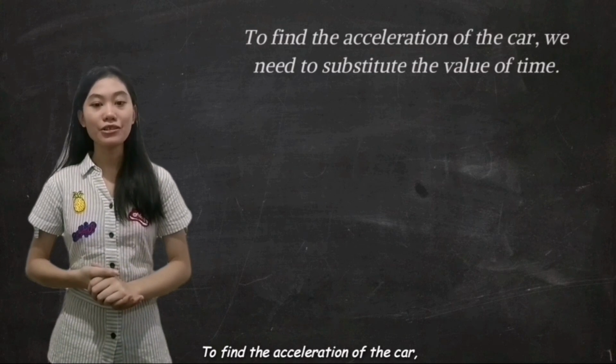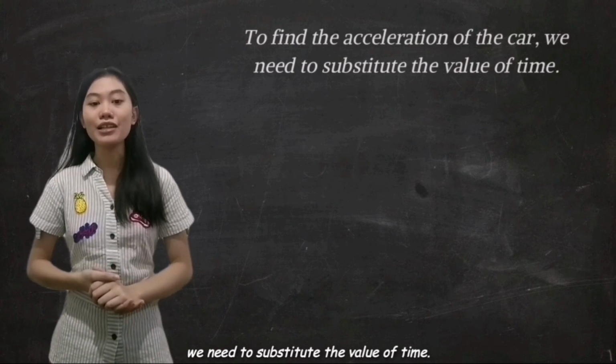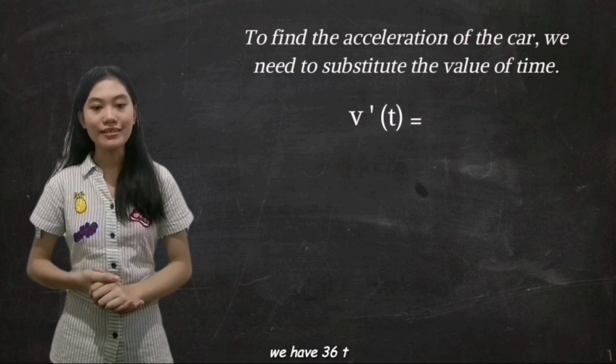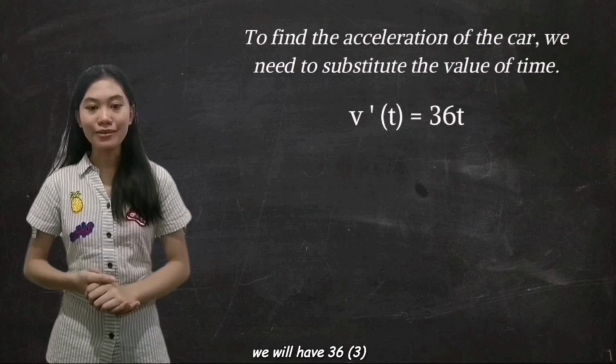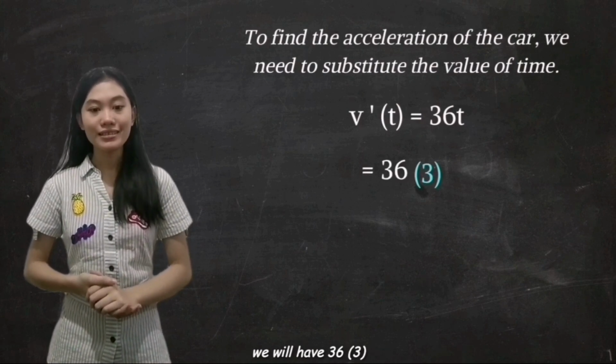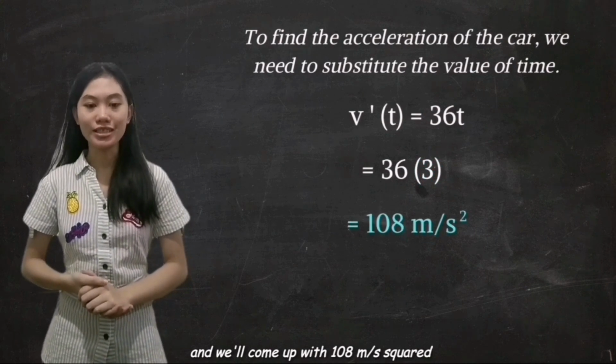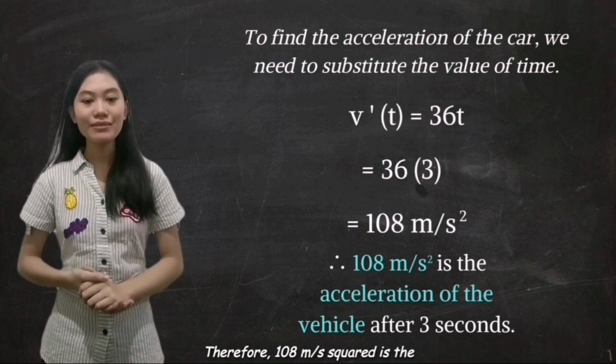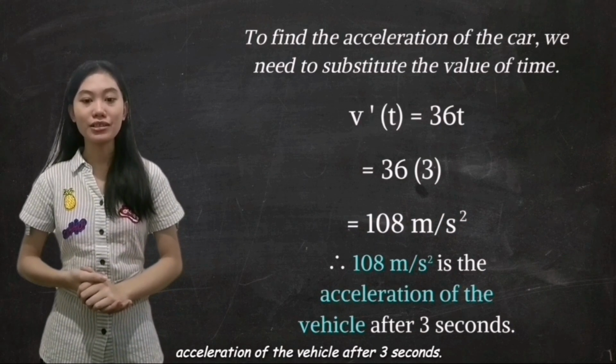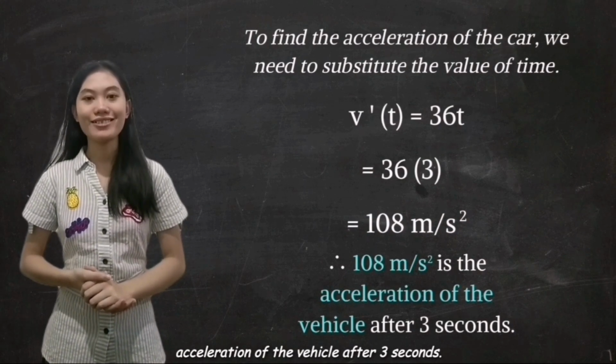To find the acceleration of the car, we need to substitute the value of time. We have 36t, then substitute 3 for t. We'll have 36 times 3, and we'll come up with 108 meters per second squared. Therefore, 108 meters per second squared is the acceleration of the vehicle after 3 seconds.